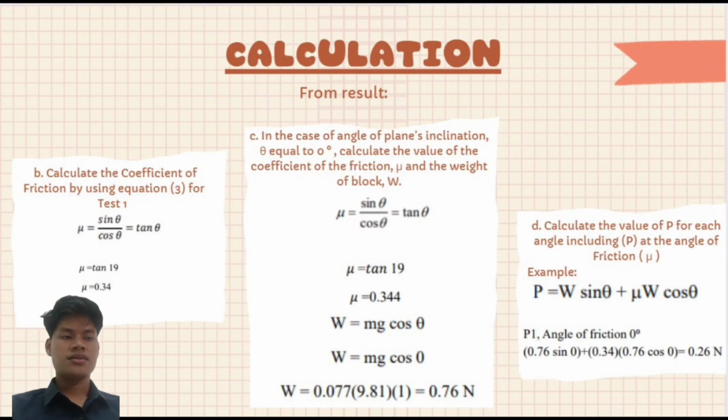Newton. And D is to calculate the value of P for each angle, including P at the angle of friction mu. The formula is P equals W sin theta plus mu W cos theta. For example, P1 at angle of friction 0 degrees, we got 0.26 Newton.